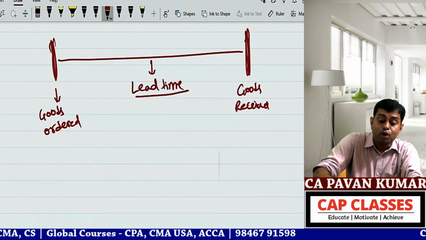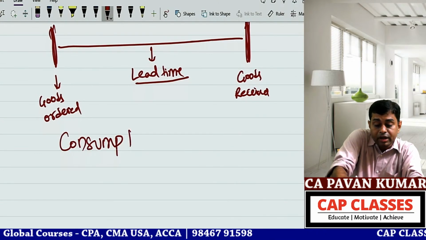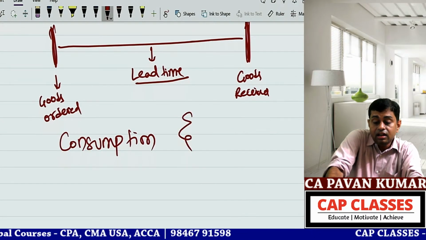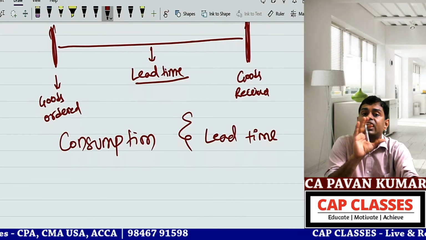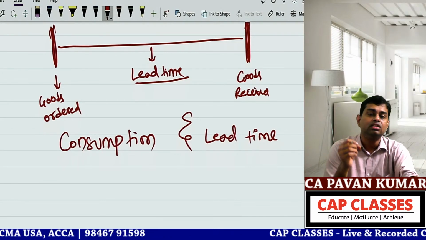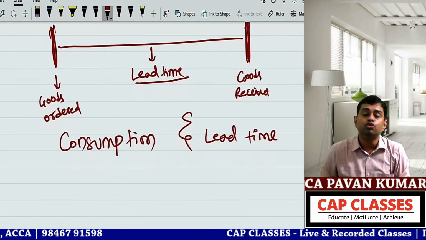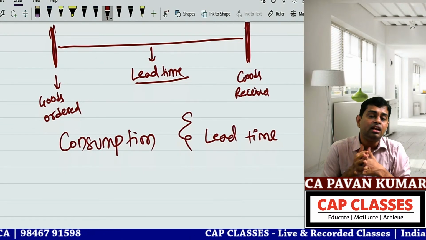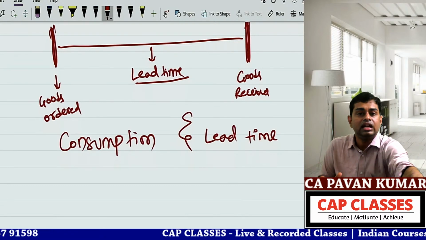So what are the points we are considering? Consumption of materials and lead time. Considering these two factors, your rate of consumption and the lead time, you need to fix material levels. Understand? This is what we are going to discuss now.